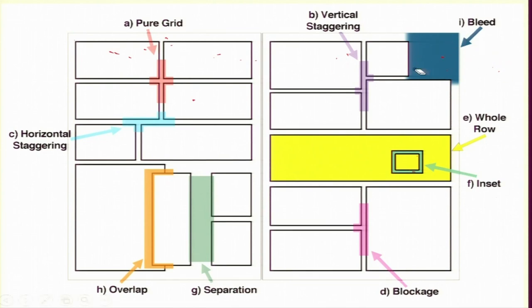Moving on, this is called blockage, right? Blockage is when you see that there is no gutter space. Let me take you to look at the pure grid and then the blockage. What do you see? In the pure grid, there is gutter space available, but in the blockage, there is no gutter space. So, this kind of panel layout is called blockage, right?